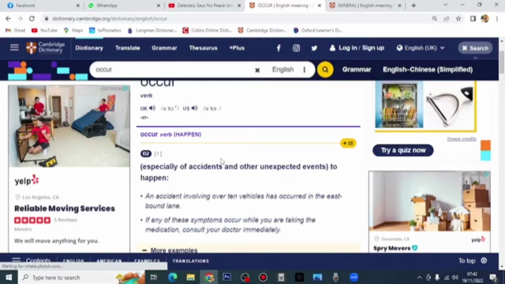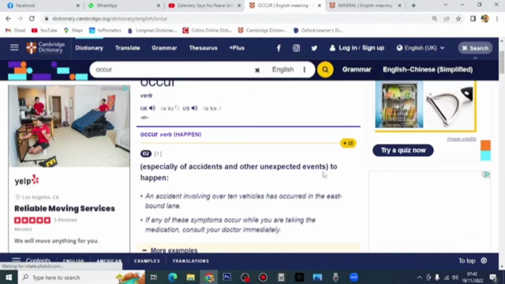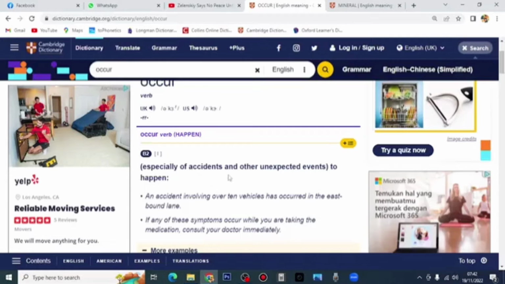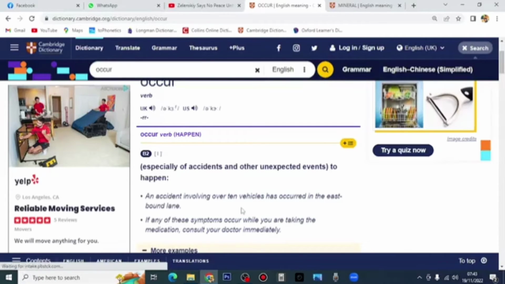What is the meaning of occur? So not only are we learning how to pronounce, but also how to use this word in a context, right? So this one is occur means happen, to happen, especially of accidents and other unexpected events. Ya, terjadi terutama seperti hal-hal seperti kecelakaan atau hal-hal lain yang kejadiannya yang terjadinya tidak diharapkan, unexpected events.